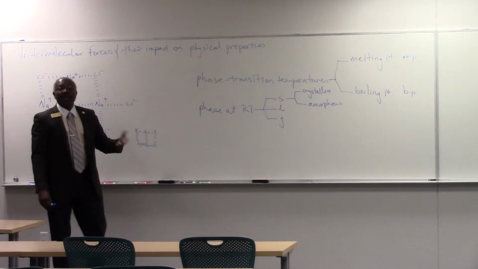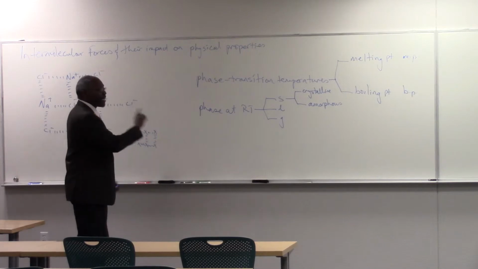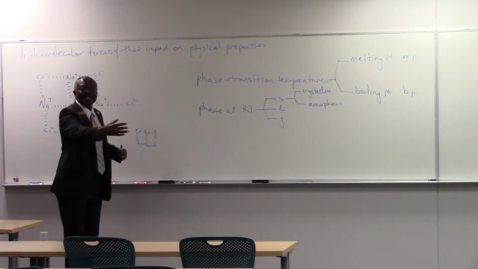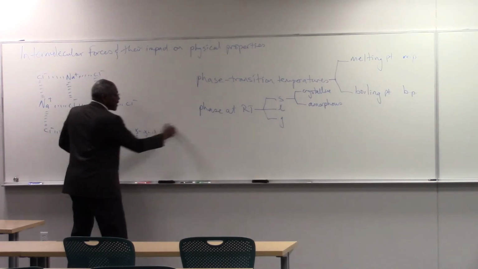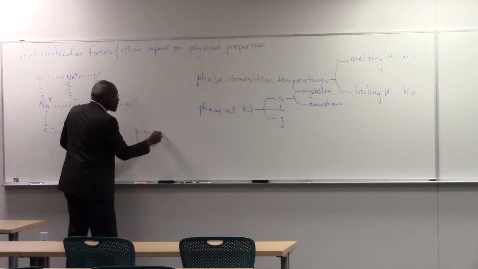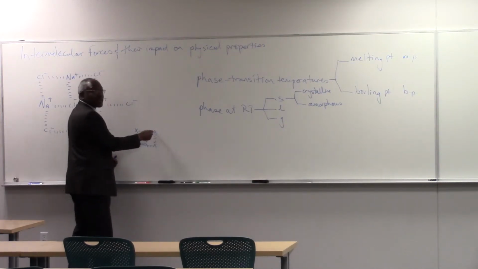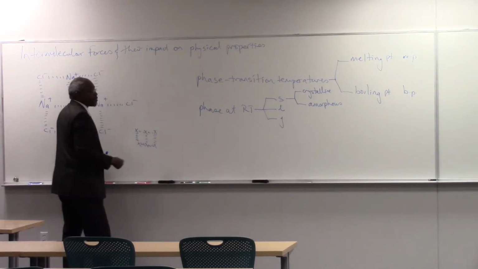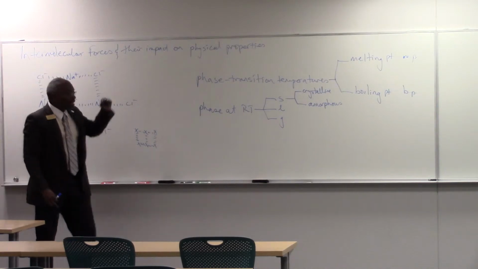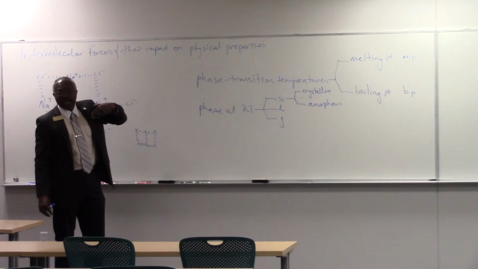In other words, I can vibrate. Molecules in a solid can't rotate. Molecules in a solid can't translate. In other words, I can't go from here to here and go away. I can go here, but if I do that, there is a force pulling me back. So I can oscillate about that center. That's vibration. So in the solid, all I can do is vibrate. I can't rotate, and I can't translate. I can't go from point A to point B without coming back.